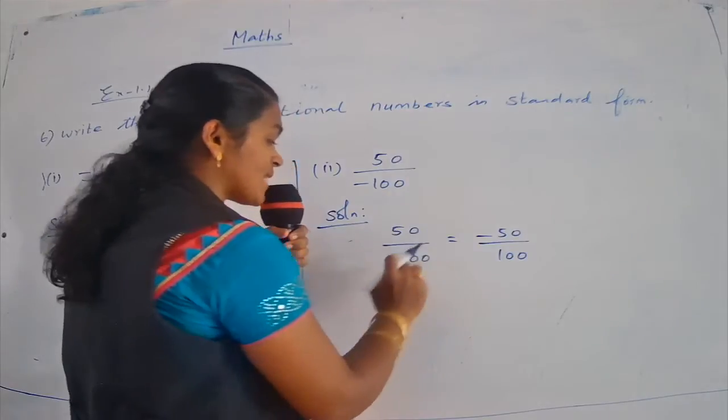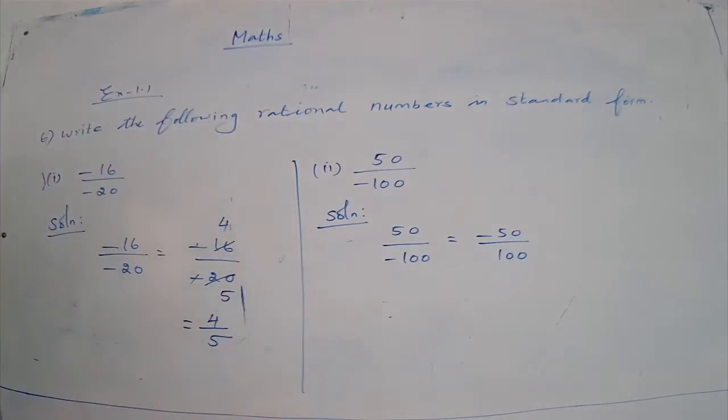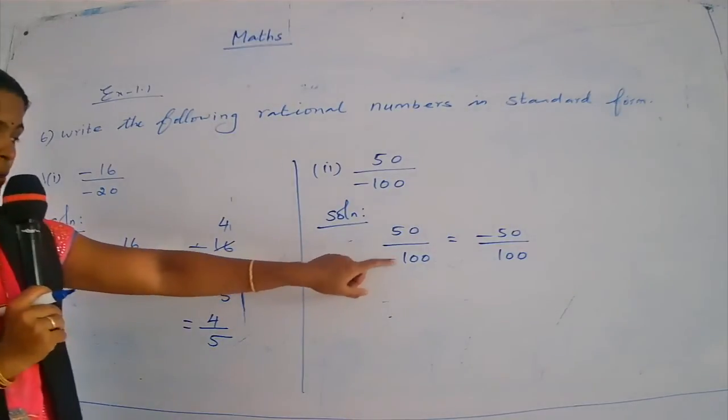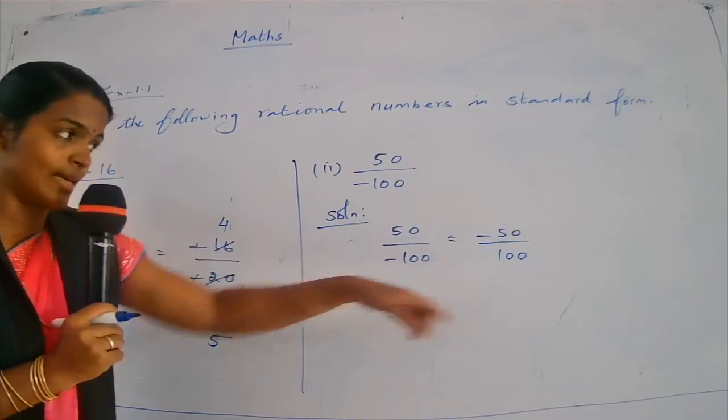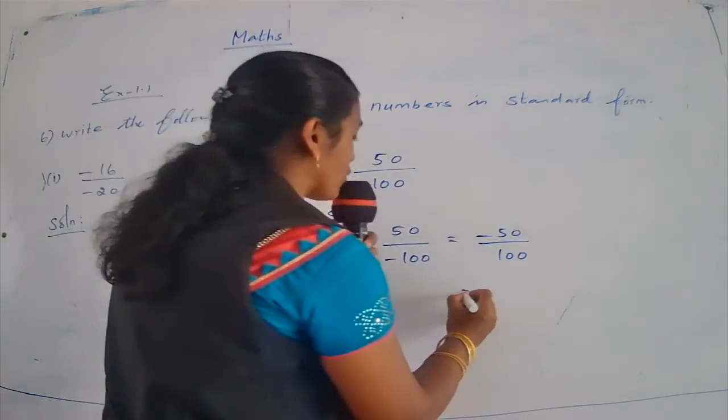Here the denominator is a negative integer. But in your standard form, the denominator of the rational number is expressed as a positive integer. Here in your question, a negative integer is given. So that's why you converted it into a positive denominator. The denominator has to be positive, so 50 upon minus 100 can be written as minus 50 upon 100. Okay, now you convert into lowest terms.